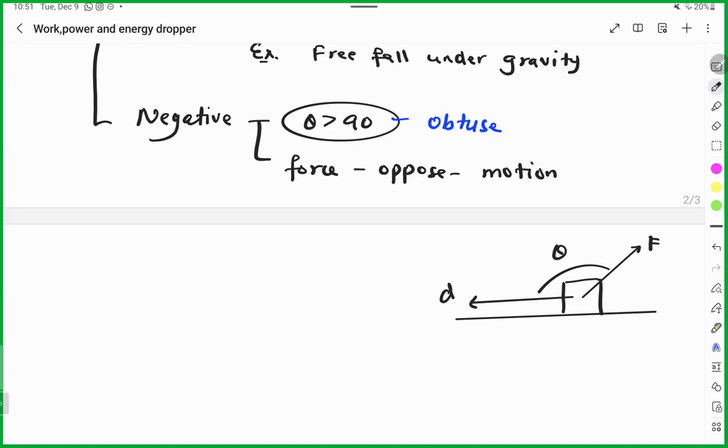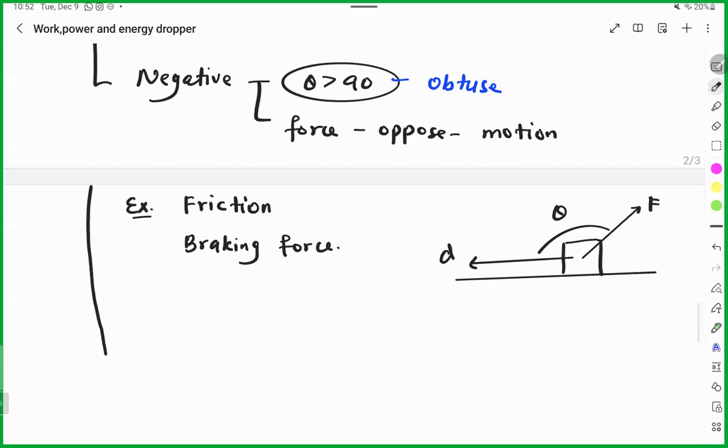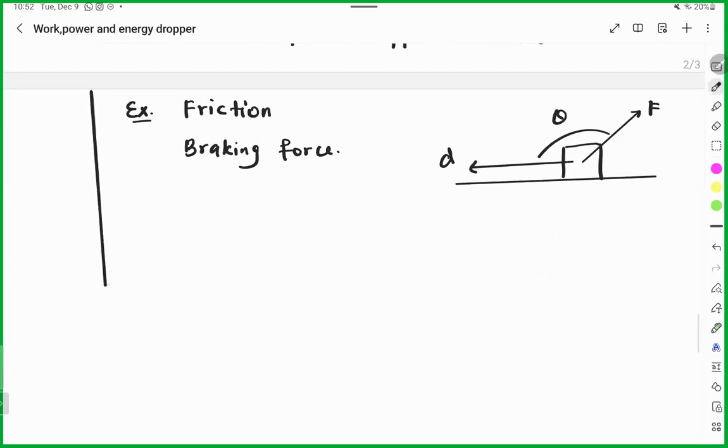Correct. Force opposes the motion. It will reduce it. Any example, Barinder? Frictional force, because frictional force always opposes the change of motion. Right. Same, you apply braking force. It will oppose the movement. In that case, what will happen? Force will be negative. Make sense, guys? Any doubt? No, sir.